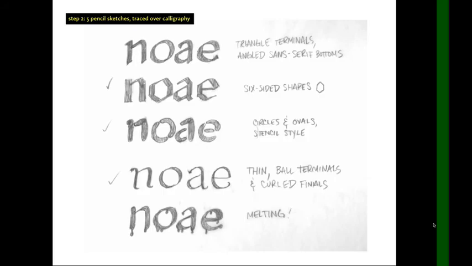Step 2, you're going to lay your calligraphic letters under a sheet of tracing paper, and you are going to do pencil sketches for ideas for your type. You should do at least 5. You'll notice these ideas are all over the place. The only thing that keeps them in common with the calligraphy is the proportions. They have the same ratio of width to height.